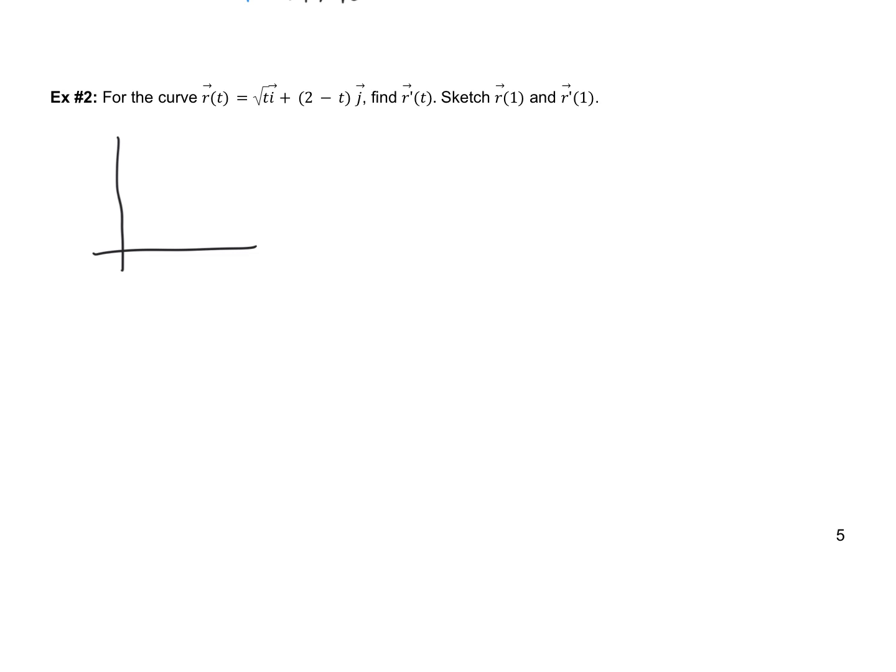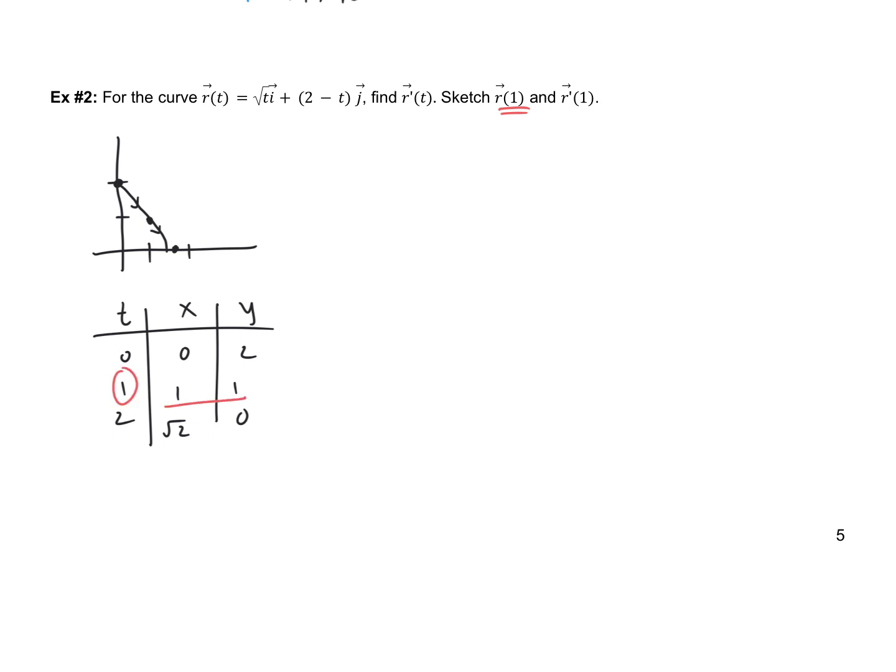So this r of t, if we make ourselves a little table where we are looking at t, x, and y, I'm just going to do 0, 1, and 2. And if I do that, I'm going to get 0, 0, 2; 1, 1, 1; and 2, root 2, 0. 0, 2 is up here, 1, 1 is up here, root 2, 0 is here. And so it is this curve. Okay, so r of 1 is the vector where t is 1 and it ends at that terminal point. So this is our vector r of 1.